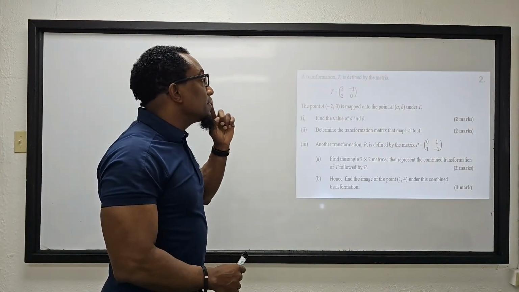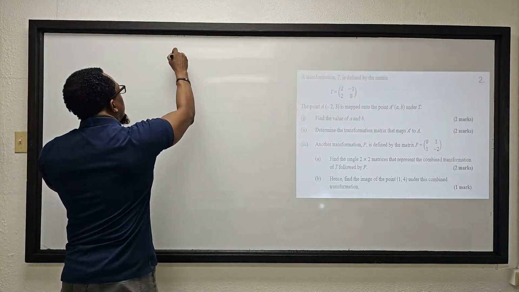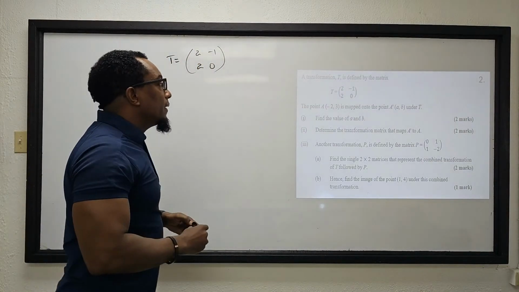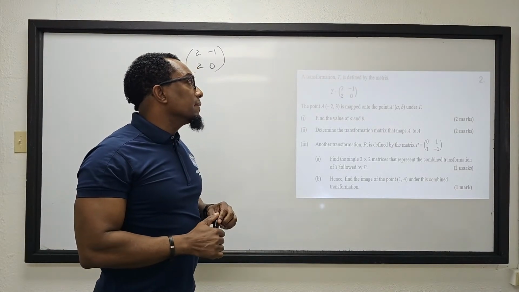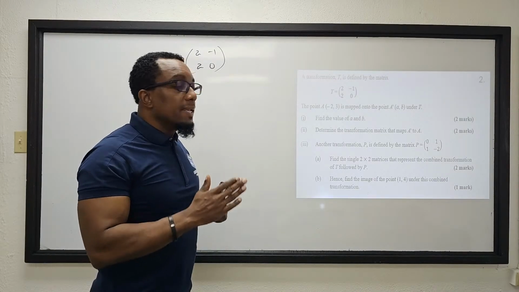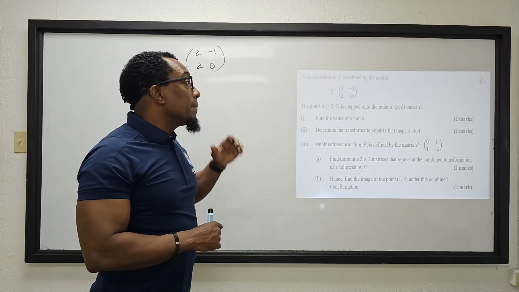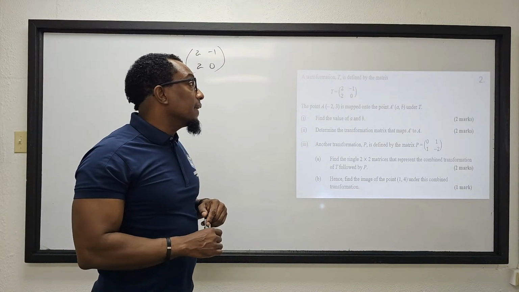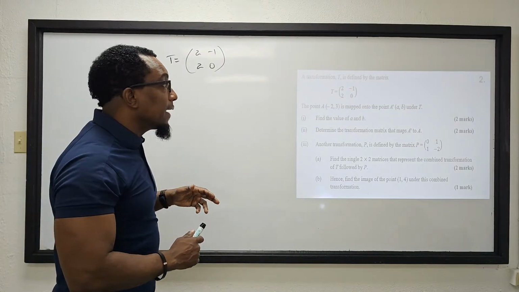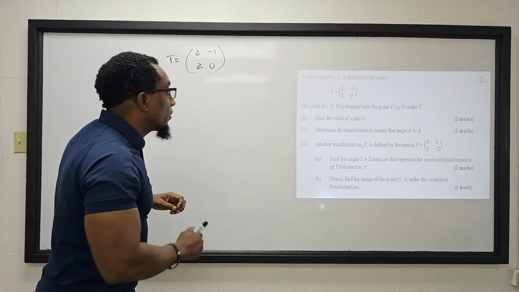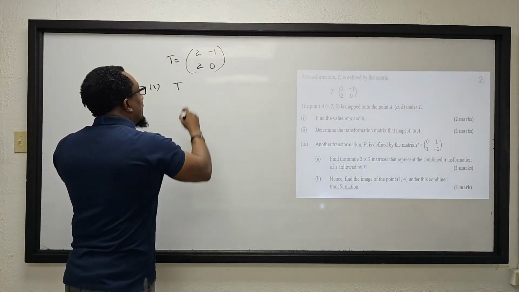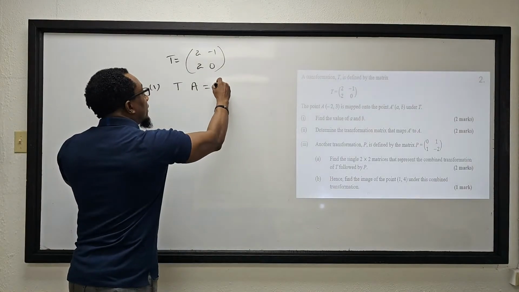A transformation T is defined by the matrix T, whose elements are 2, negative 1, 2, 0. And it says here the point A whose coordinates are negative 2, 3 is mapped onto A prime, whose, of course, coordinates are a, b. Under T, we're going to map A onto A prime. So they want us to find the values of a and b. In order for us to do so, we're going to take the transformation T, we're going to multiply by A to give us A prime.